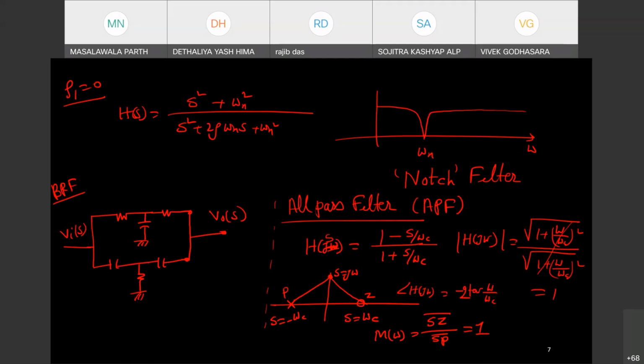See? So an all pass filter is used to provide some phase delay in a network. That is the application of all pass filters. So without changing the magnitude spectrum, we can provide certain phase or certain delay to some elements. Right?